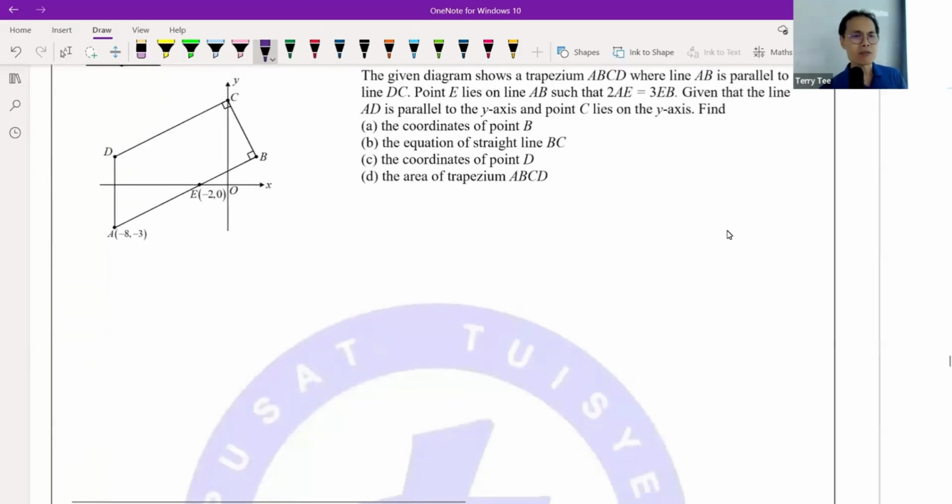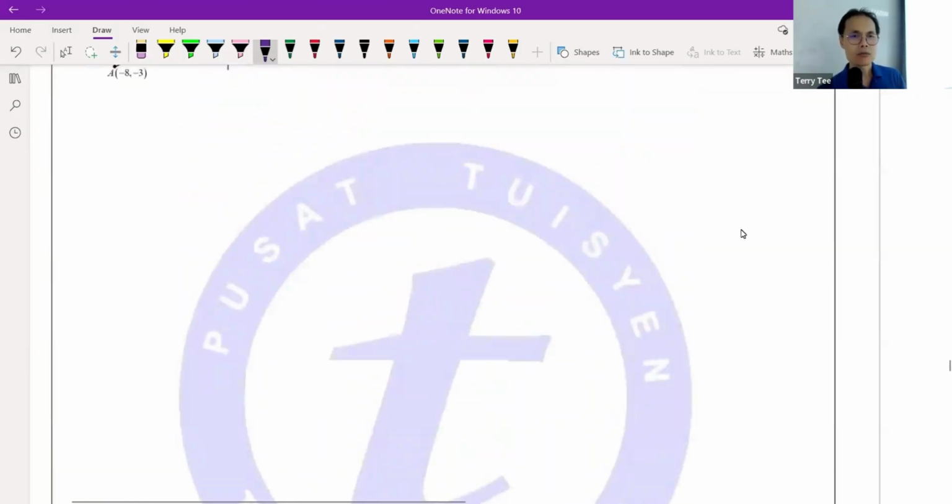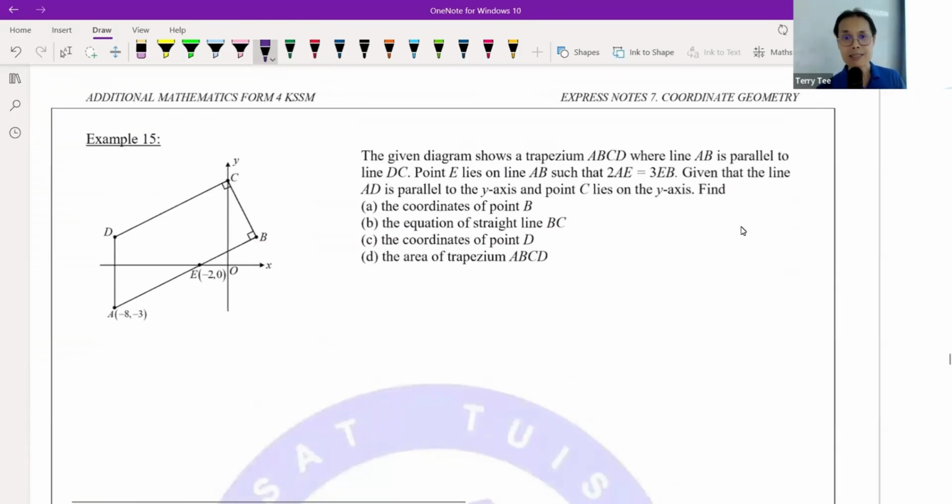So you use some of these features. I have only a few questions. Maybe I show you one example first before we do the locus. All right, the diagram shows trapezium ABCD where line AB is parallel to DC. Point E lies on AB such that 2AE is 3EB. Okay, be careful. 2AE equals 3EB.